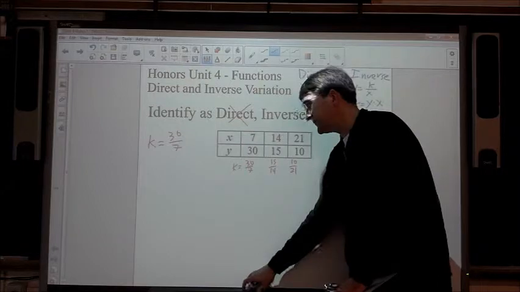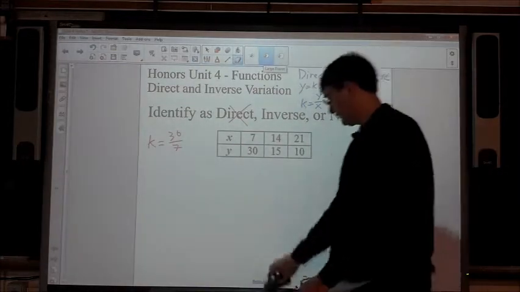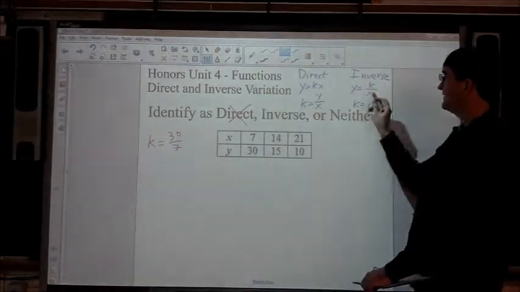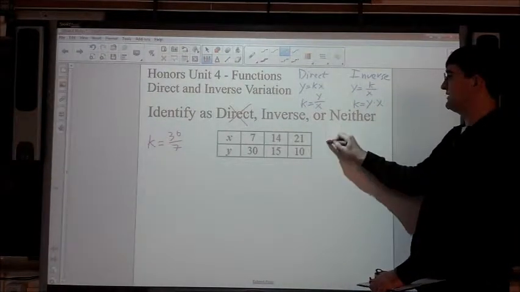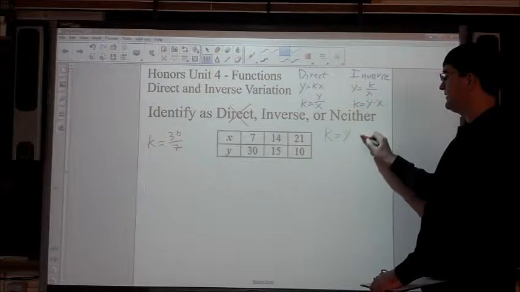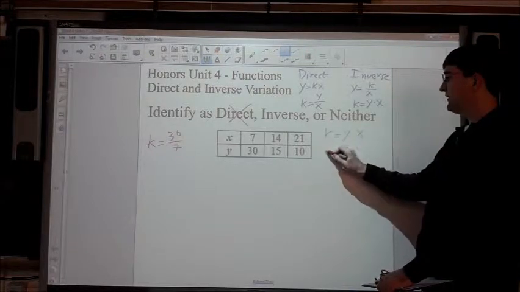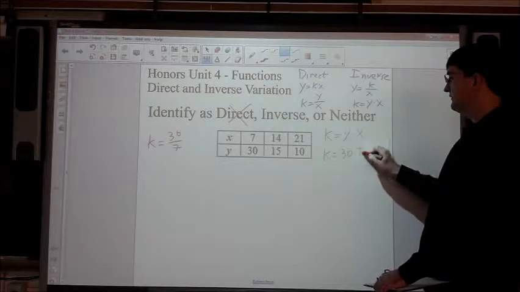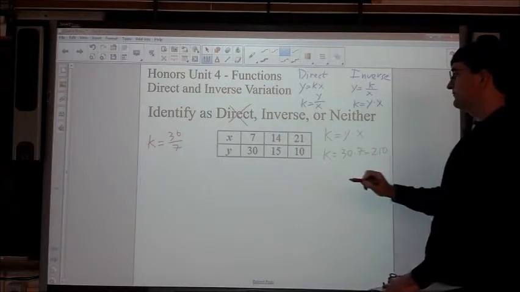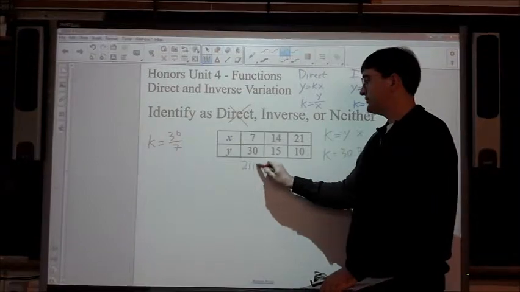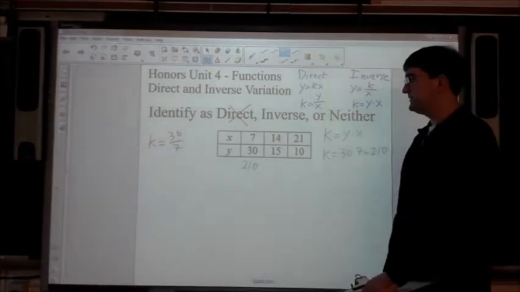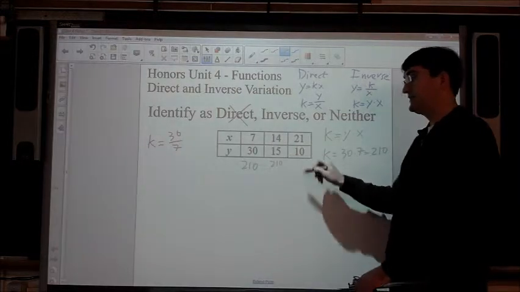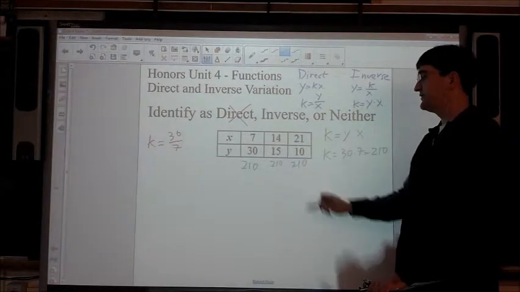So we try inverse then. If it's inverse variation, we would have k is equal to y times x. So we would try k is equal to 30 times 7, which is 210. 14 times 15 is 210. 21 times 10 is obviously 210.